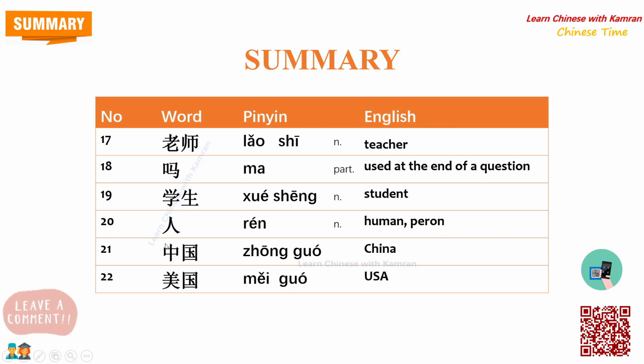Ren is human. So we all are ren in Chinese. 中国 is China, and 中国人 is Chinese. 美国 is USA, and 美国人 is American.